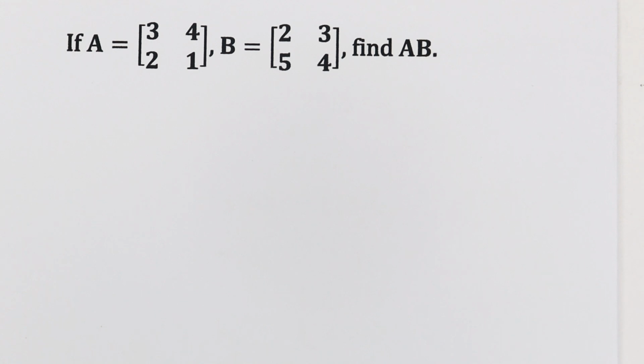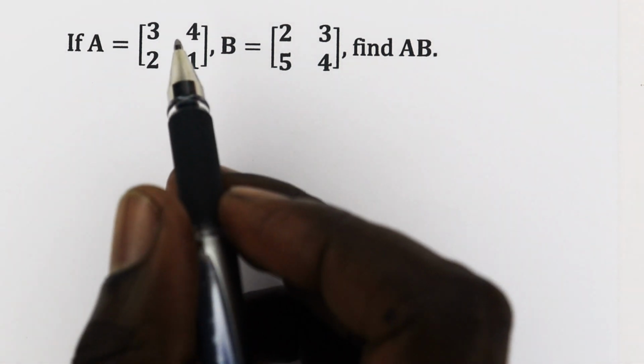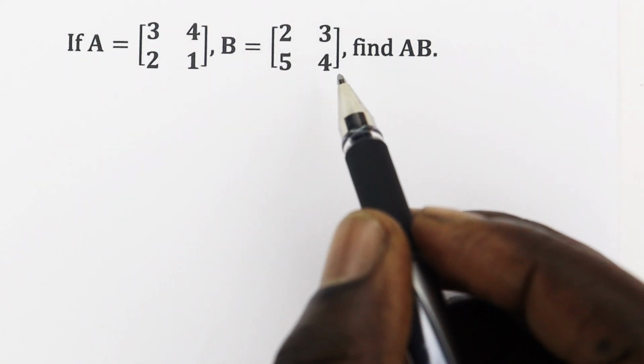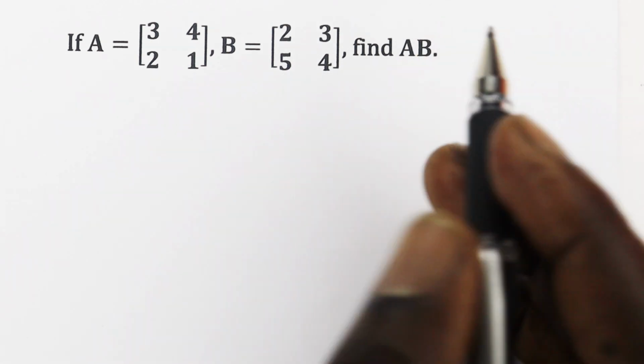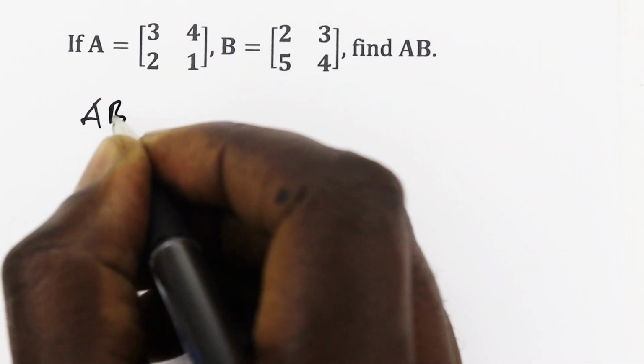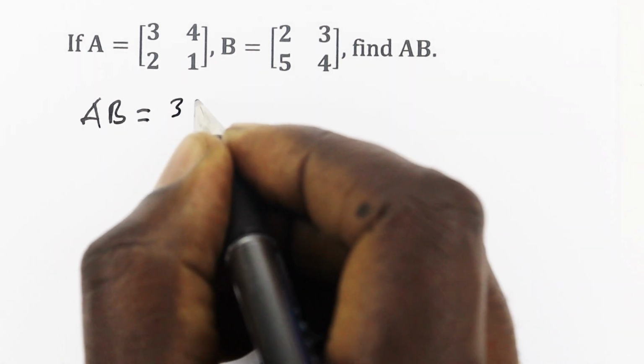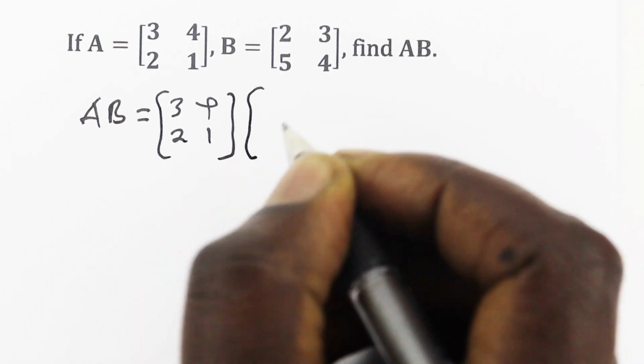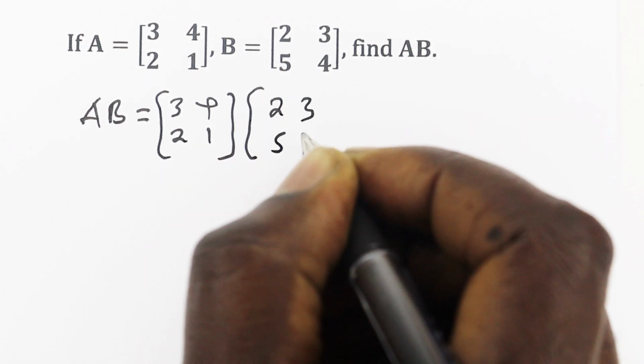In this video, we're going to learn how to multiply 2 by 2 matrices. So if A is equal to [3, 4; 2, 1], and B is equal to [2, 3; 5, 4], find AB. So AB is just [3, 4; 2, 1] by [2, 3; 5, 4].